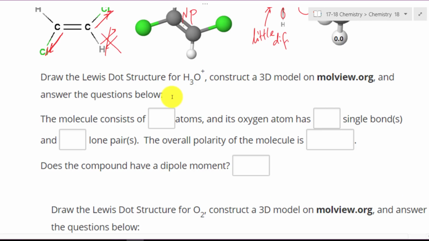So let's do an example. We're going to draw the Lewis dot structure for these molecules. And then we're going to convert to 3D molecules using the MoView.org. So of course the Lewis dot structure for this is very simple.